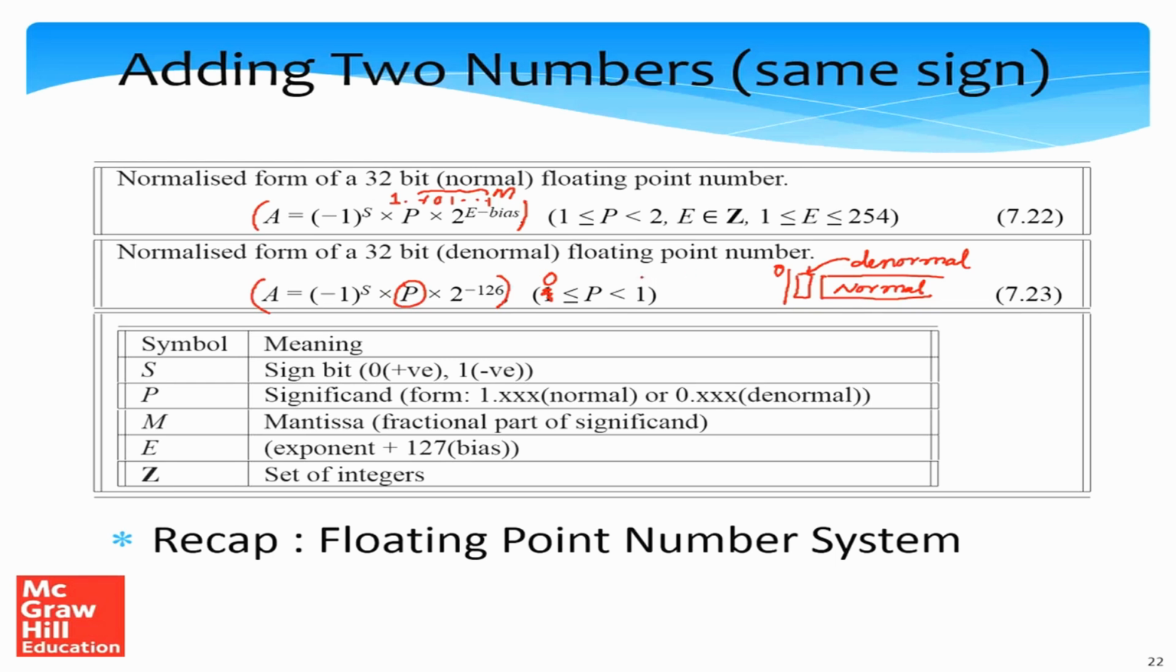It's not 1 point something, rather it is 0 point followed by 23 zeros or ones. It's of the form 0 plus the mantissa, where the mantissa is 23 zeros or ones, some combination of zeros and ones. Alright, so given that we have seen this, we are now ready to take a look at the way that we shall do floating point arithmetic.